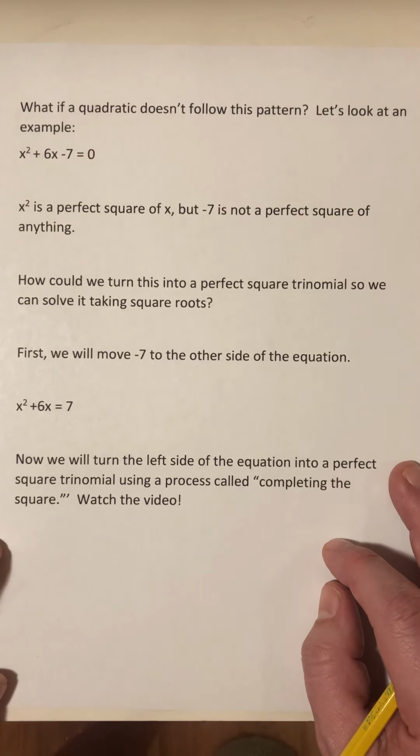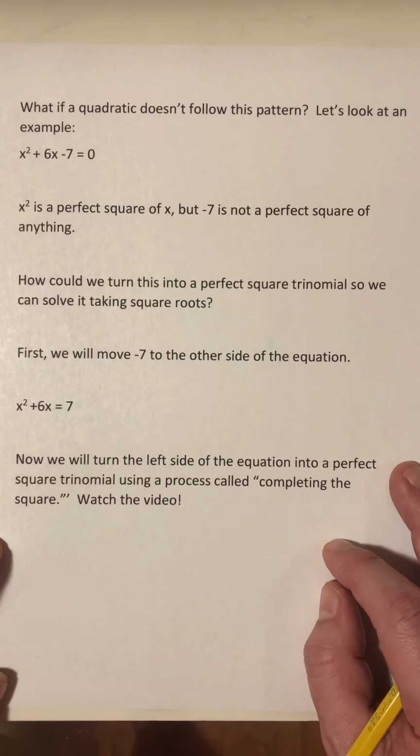Well, the first thing we're going to do is move the negative 7 to the other side of the equation. That's going to give us x squared plus 6x equals 7. Now what we need to do is turn the left side of the equation into a perfect square trinomial using a process called completing the square. If you watch the next video, I'm going to walk you through how to complete the square.